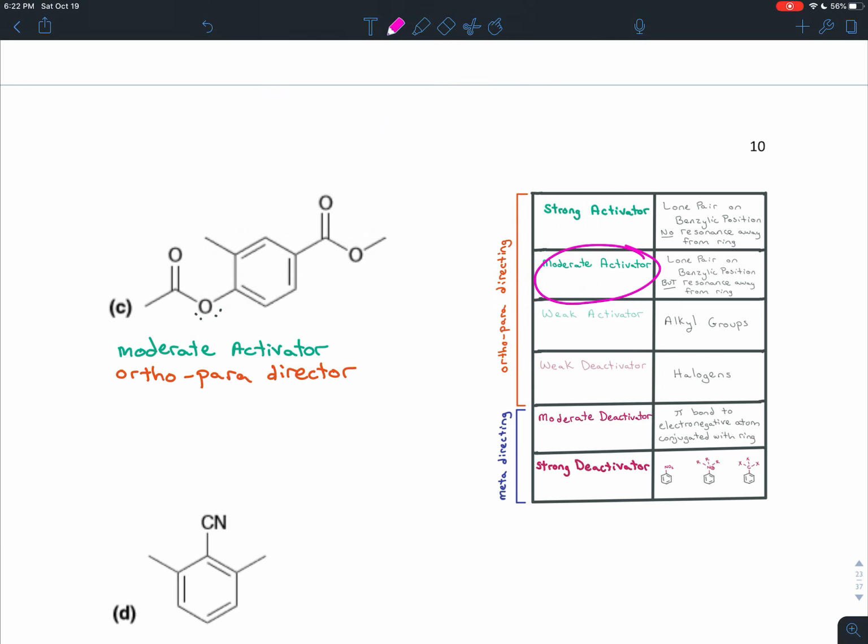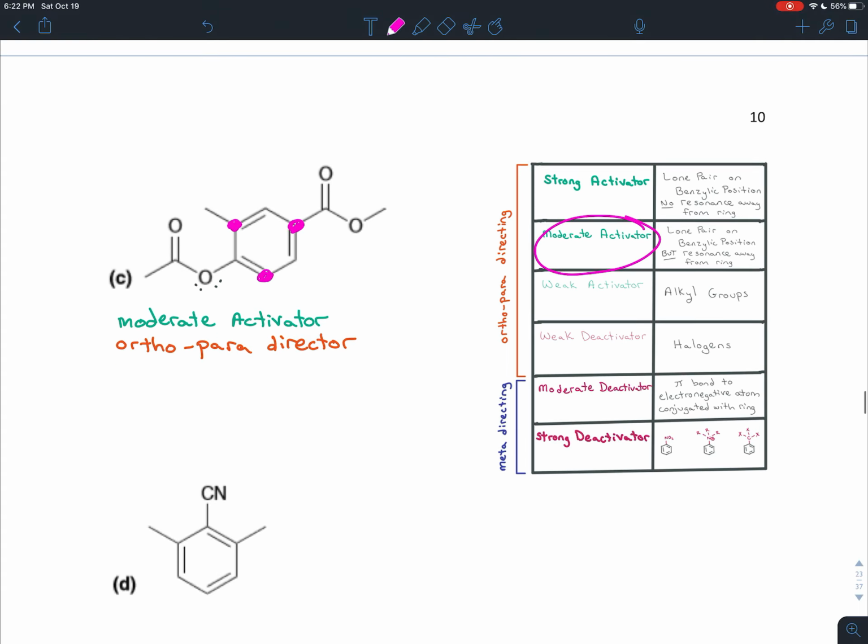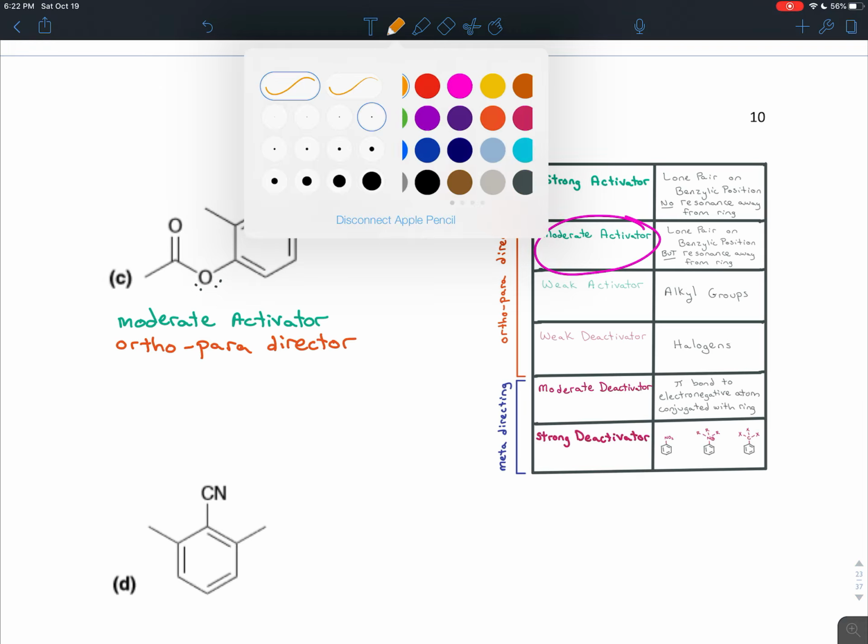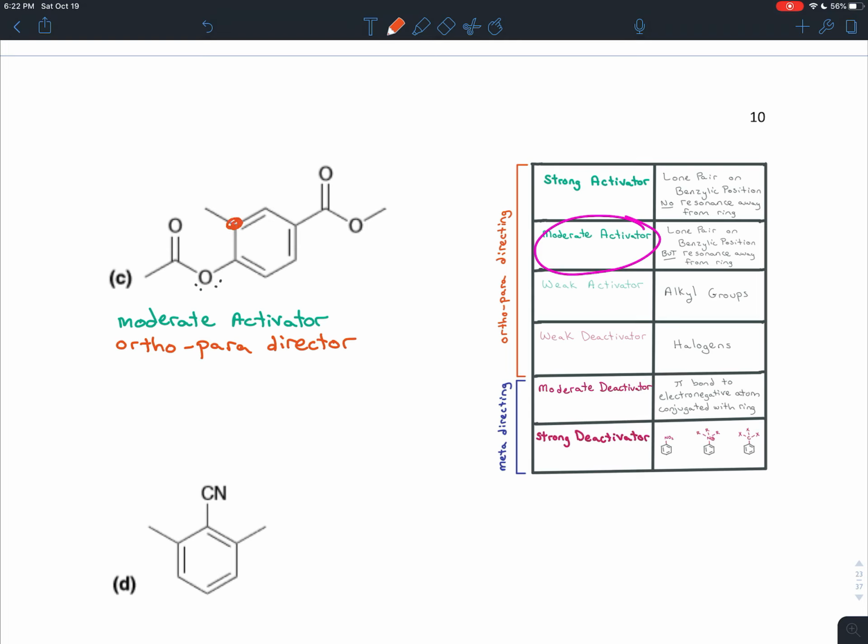It's ortho-para directing. So the ortho position on one side is taken, the ortho position on the other side is open, and the para position is open. And here, let me actually use orange for that just to be consistent. So one ortho position is taken, the other ortho position is open, and the para position is taken. Well, you can't add a branch where there's already a branch, and so the new branch would add at that one open ortho position.